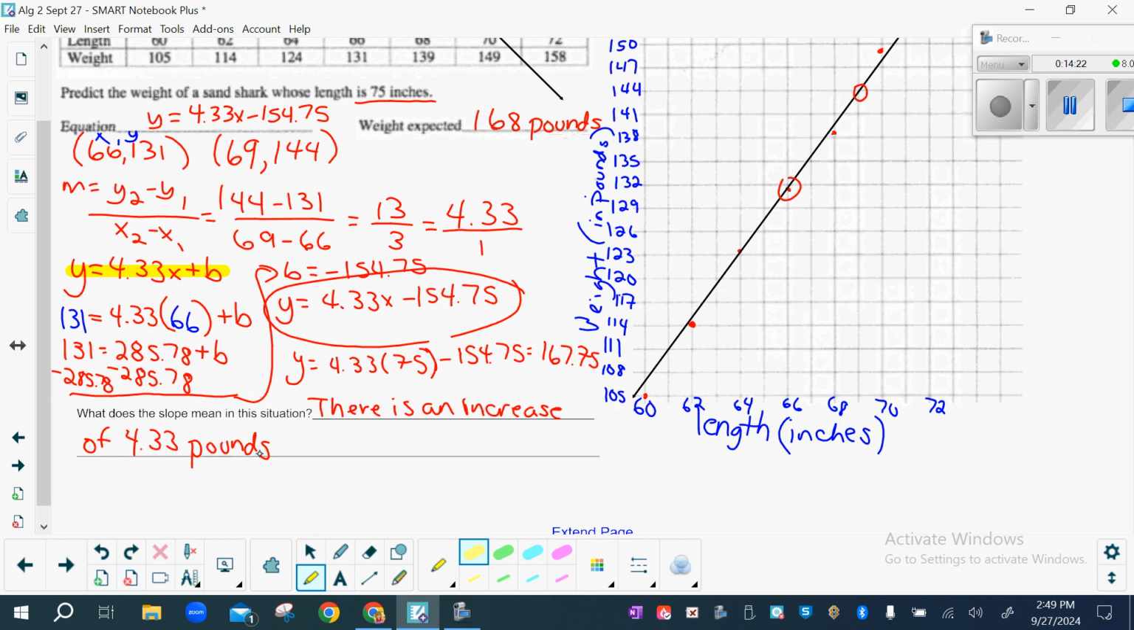So there's an increase of 4.33 pounds per inch. And if you can just say inch or inch in length. So when that length is increasing by an inch, the pounds increase by about 4.33. Does that make sense?